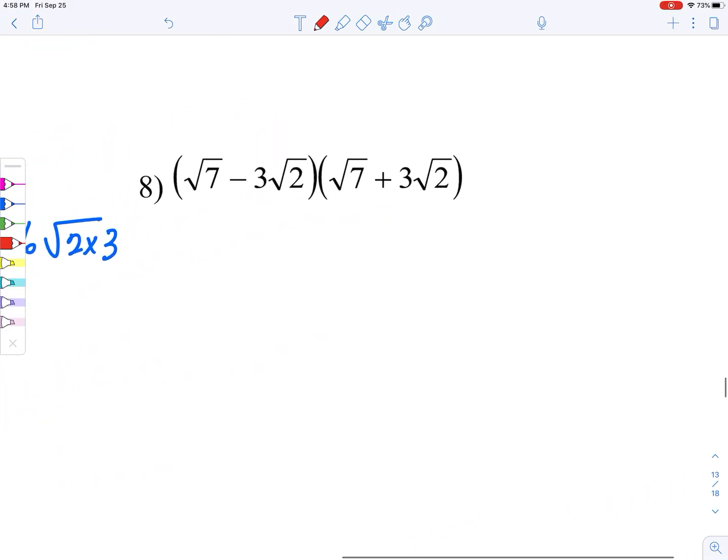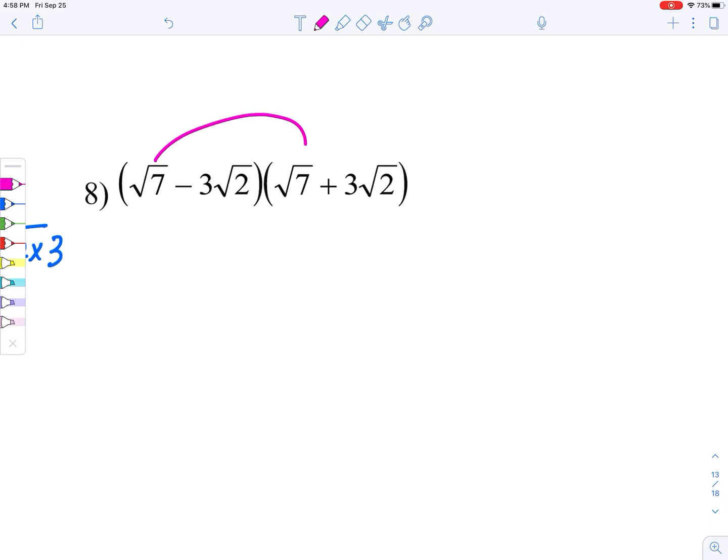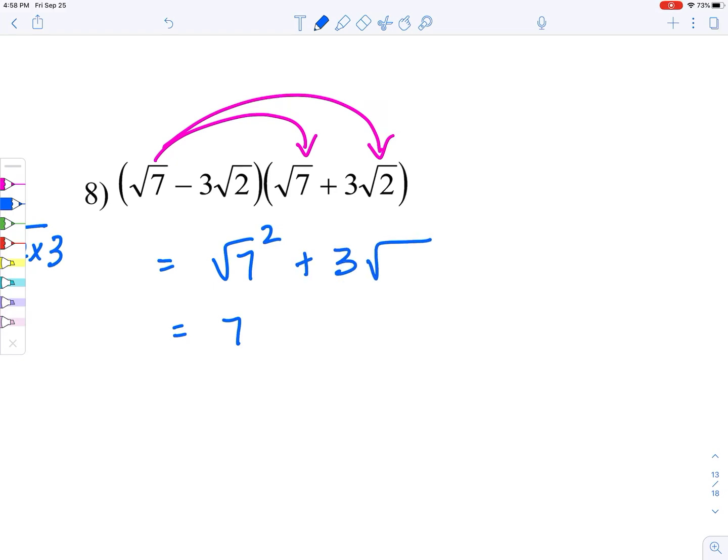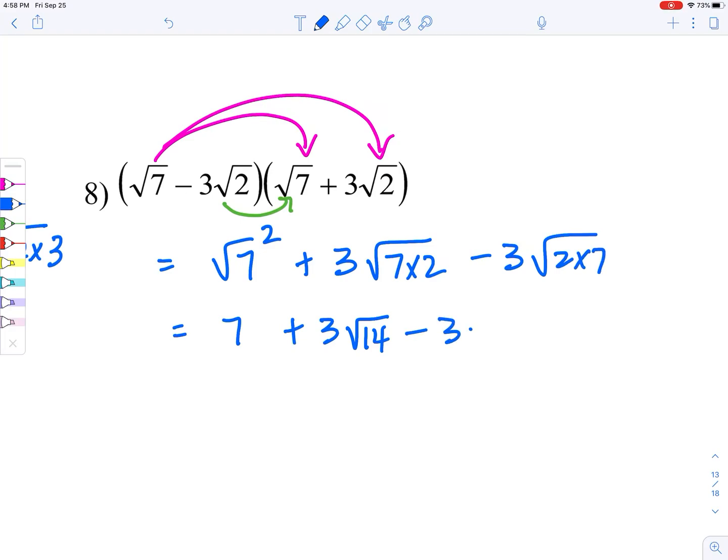2 more to go. Double distribute. Root 7 times root 7 is root 7 squared. Oh, root 7 squared is just 7. Then for the second pink distribute, multiplying, it's going to be plus 3 on the outside, and inside is going to be 7 times 2. So that's going to be 3 root 14. For the first green distribute, minus 3 root 2 times root 7. Minus 3 is out front, 2 times 7 inside. Oh, so it's not going to be 2 times 7 anymore, it's 14.